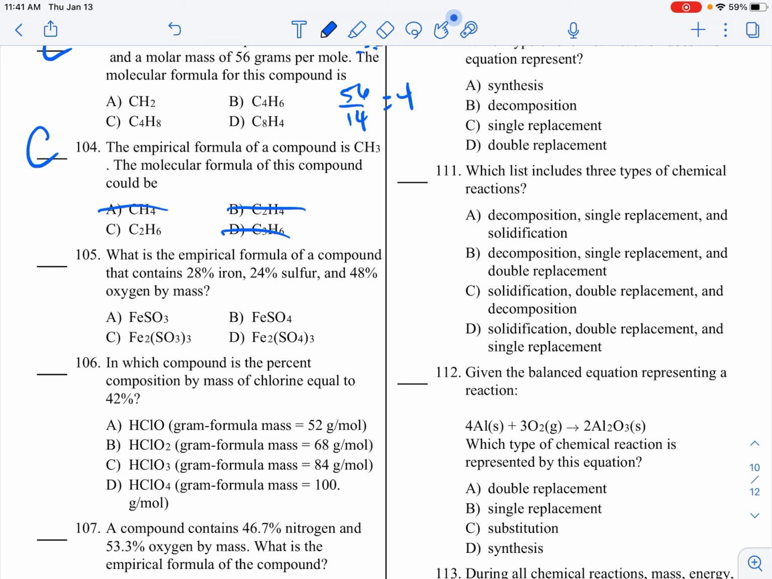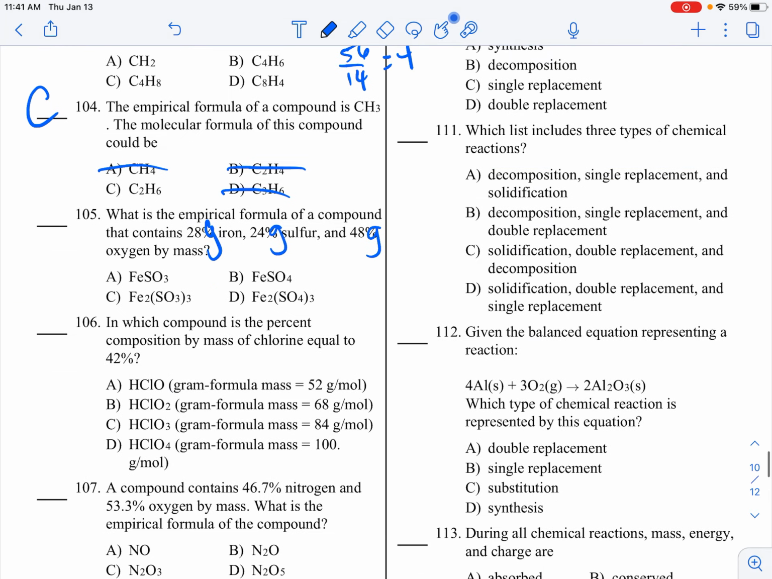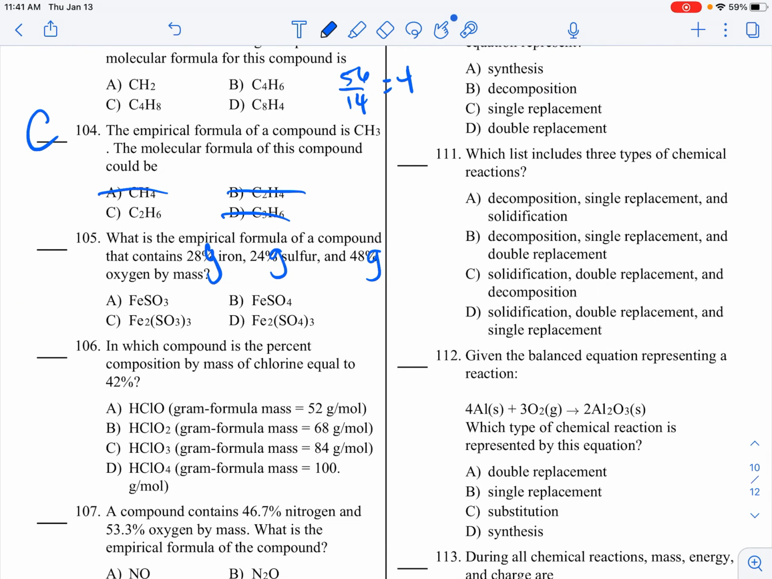Okay, so percentages to grams. I don't have a lot of room. I apologize. Where the heck can I do this? I don't have room. All right, so just trust me here. So 28 divided by the GFM of iron is 56. So we're going to have 0.5 moles Fe. 24 divided by sulfur, which is 32. So 0.75 moles of sulfur. 48 divided by 16 is 3.